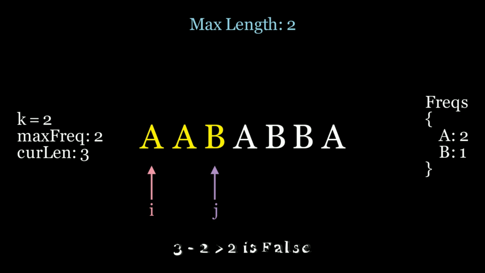Now we check if curLen minus max frequency is greater than K. In this case, it's 3 minus 2. So 3 minus 2 is 1. That means we finally saw a character that's not A, we found a B, and we could replace that B to an A, right? And so in this case, curLen minus max frequency is less than K. So we don't need to do anything to the I pointer. We could keep the substring. Let's update the max length to 3, and let's move on to A.